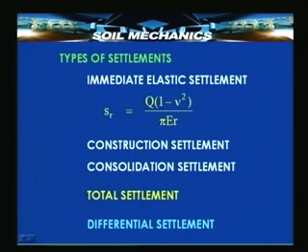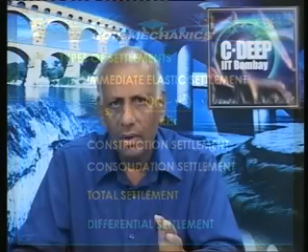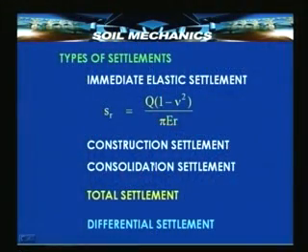Now, what are the different types of settlements? Immediate, construction, consolidation, and then total. We know what is total. We know what is differential, we have discussed. If you apply a load, some settlement takes place immediately, which is of an elastic nature and can be computed by elastic theory using this formula. And when you construct the building, as the load gets applied, some settlement also takes place, and that is known as the construction settlement, and all other terms are very well known to you.